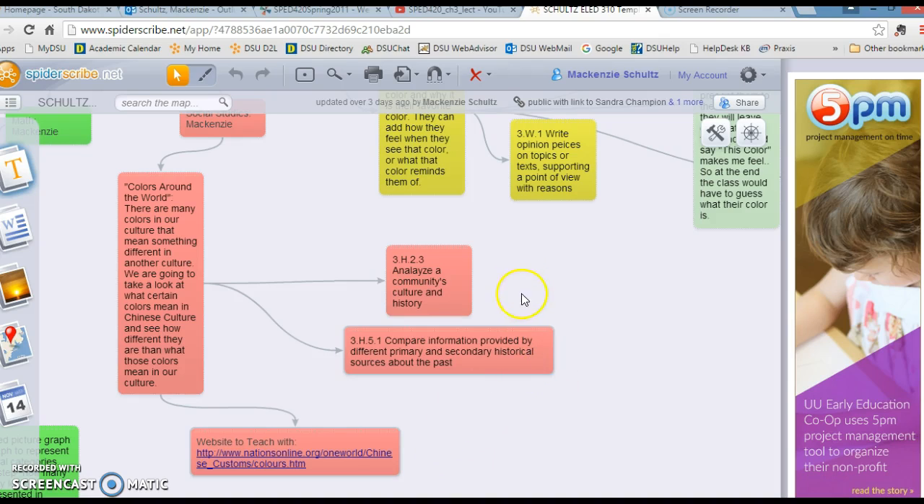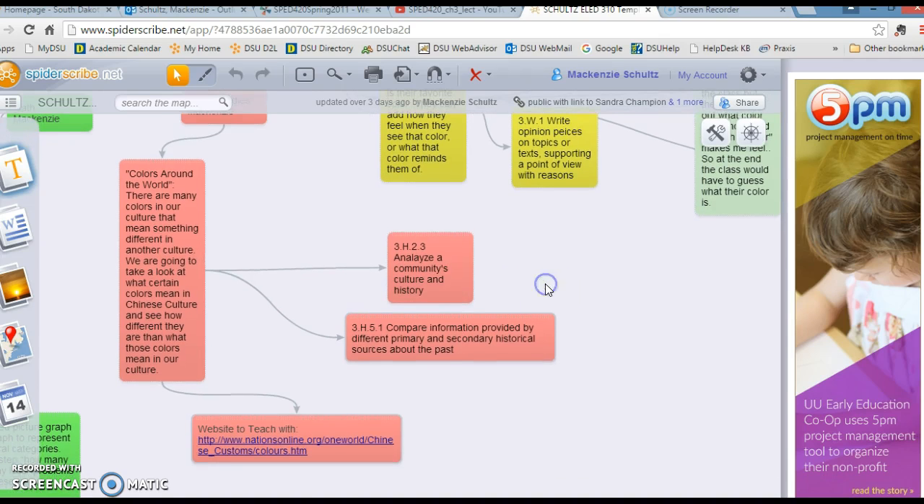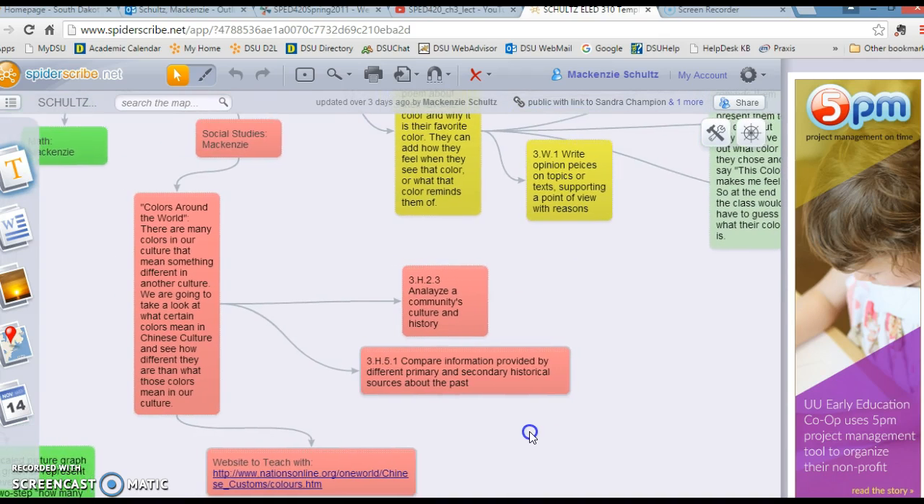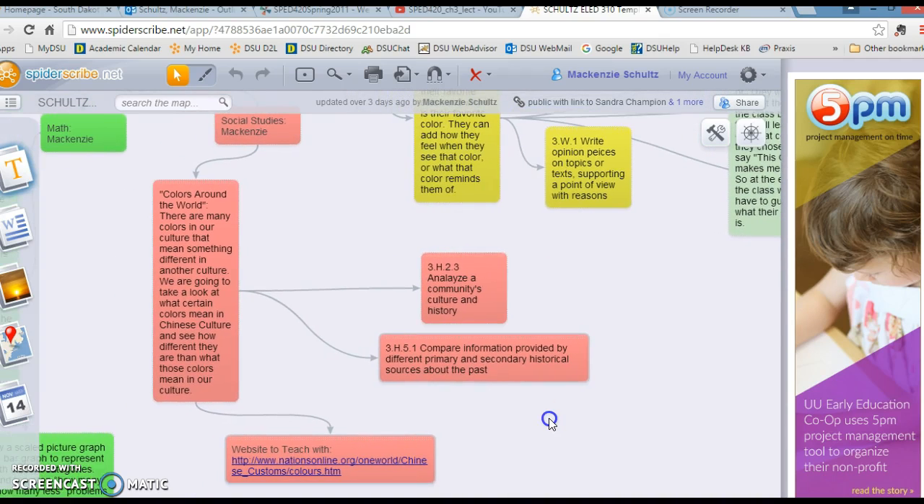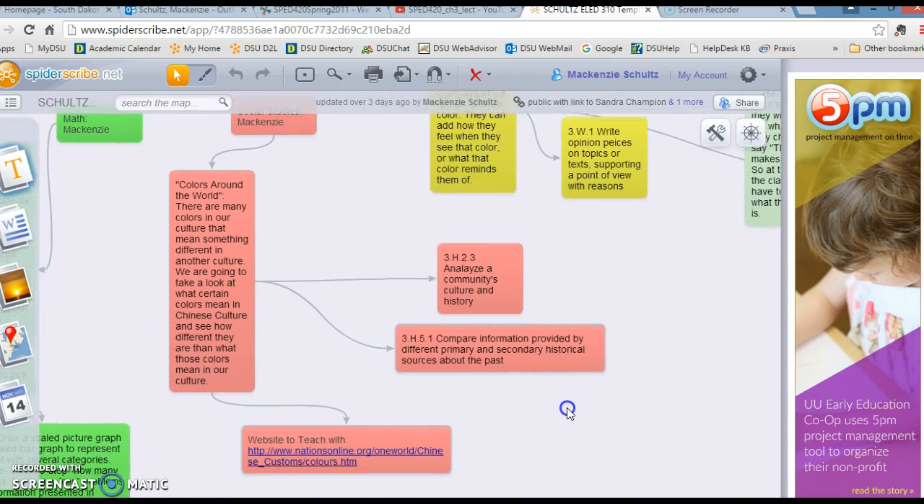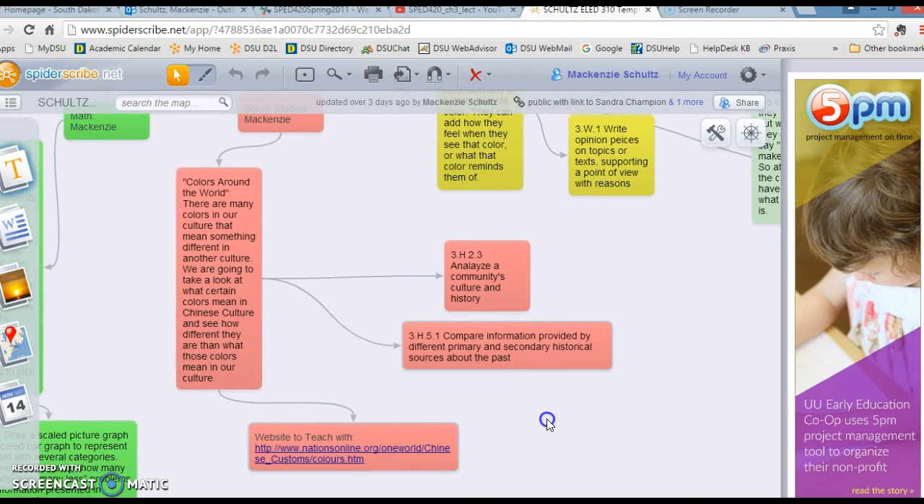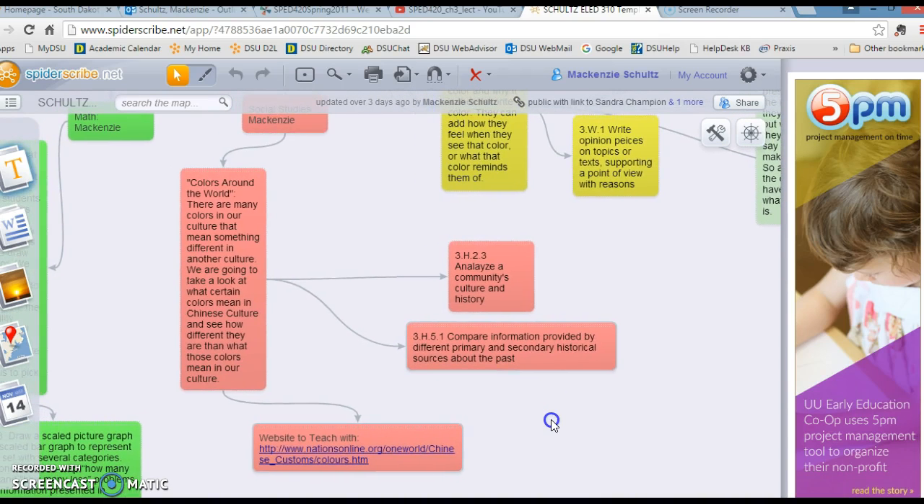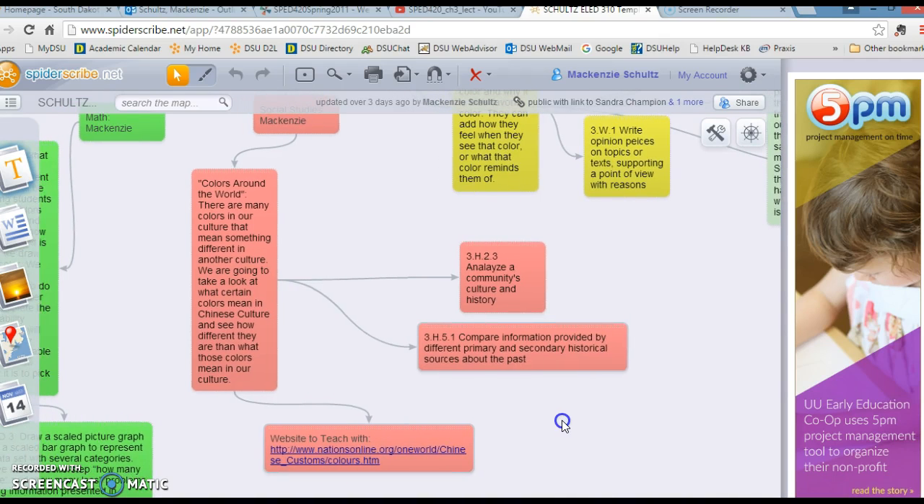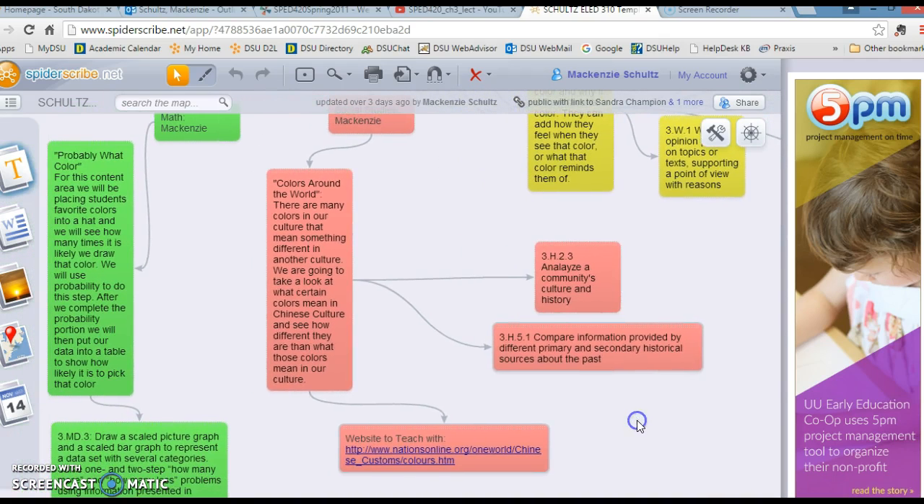So here are a couple history standards too that we're going to connect with it. Analyze a community's culture and history, and then compare information provided by different primary and secondary historical sources about the past. So I'm really excited about the social studies aspect of this too, because I feel like it ties into different cultures and just kind of gives the students a good outline of different cultures mixing with our culture.